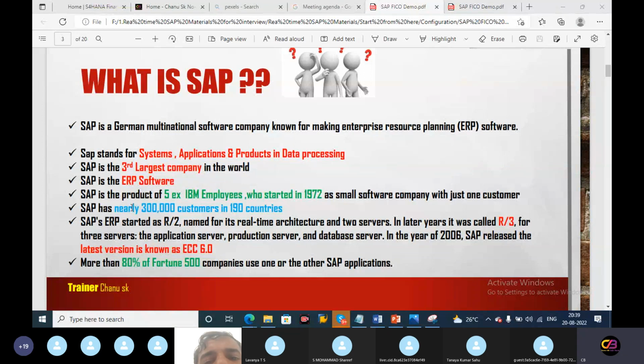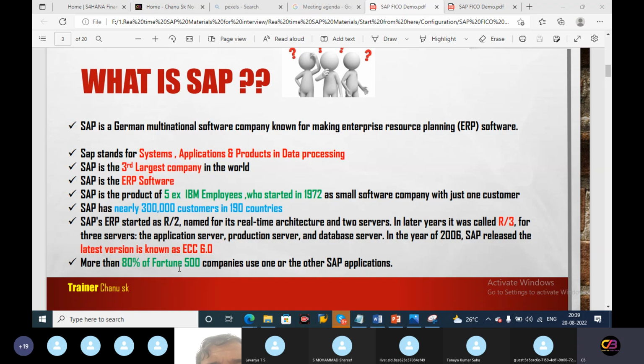So SAP is almost the third largest company in the world, and SAP is also called an ERP software. Why it is called ERP software, I will tell you in the next slide. In this slide, I will cover only these areas. These are all important areas, not for the interview level, just for your understanding. Almost 80% of Fortune 500 companies are occupied with SAP. Generally, there is a ranking given for topmost IT companies.